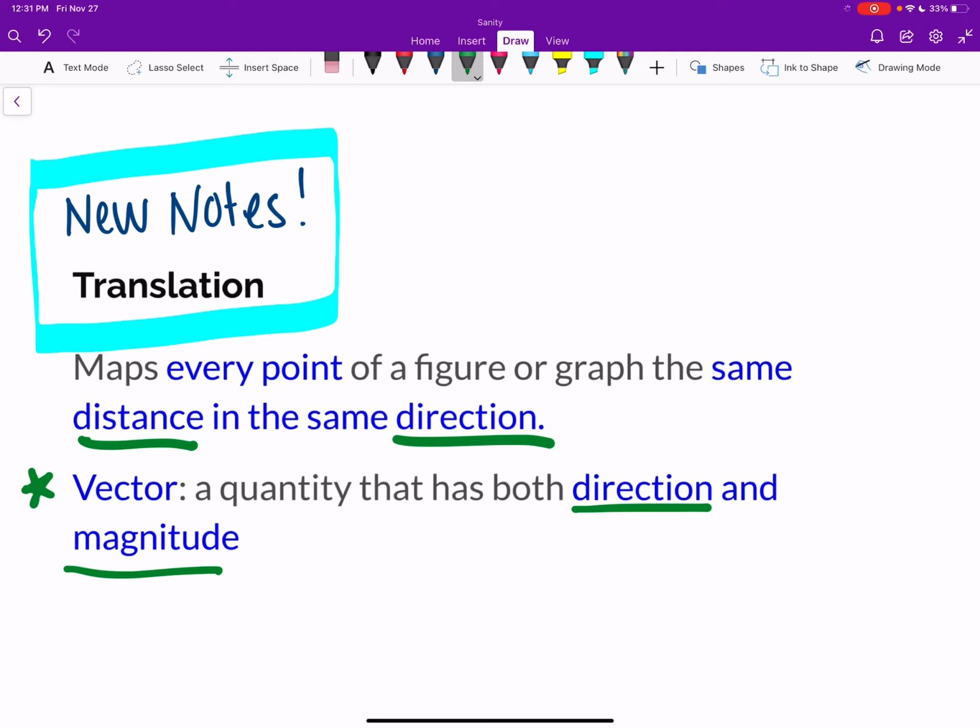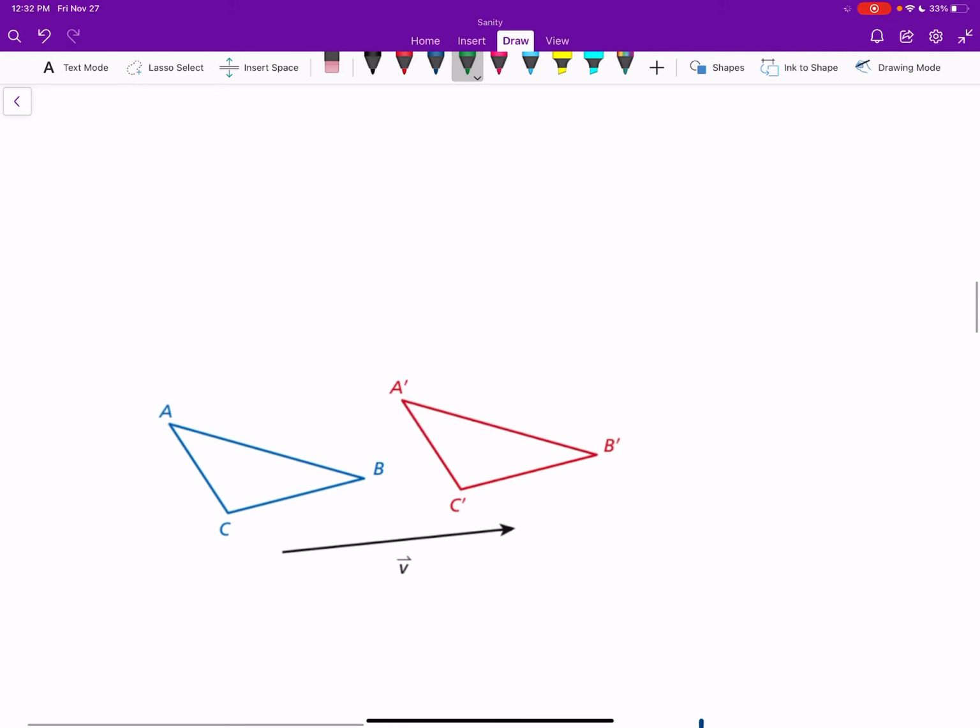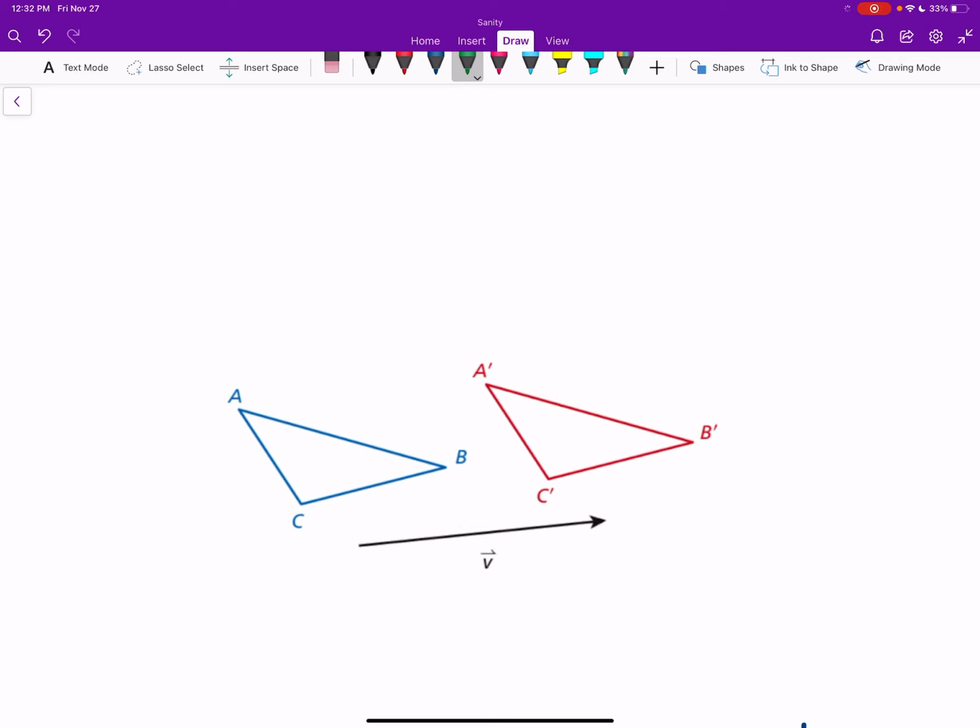Let's take a look at a quick example. Pause if you need to. All right, so look at these two triangles. Over here, I have the pre-image triangle ABC, and in the red on the right-hand side is the image after you've translated the triangle, right? A prime, B prime, and C prime. You see those little quotation marks. The vector below is labeled V. I'm just going to call it V for vector. It has a magnitude. It has a length, right?